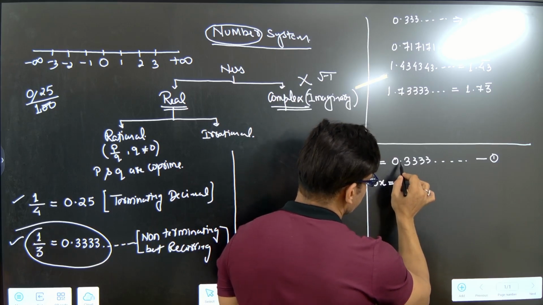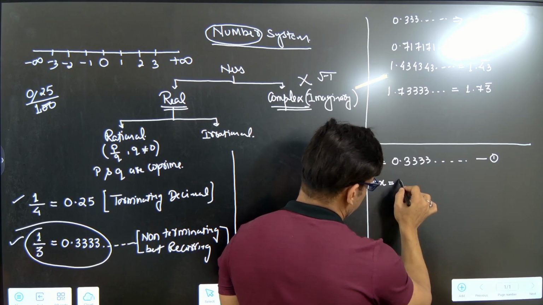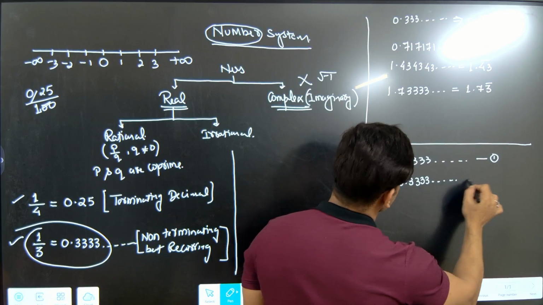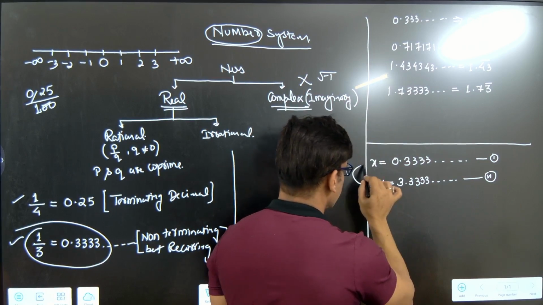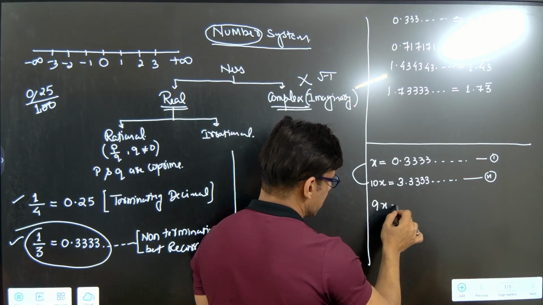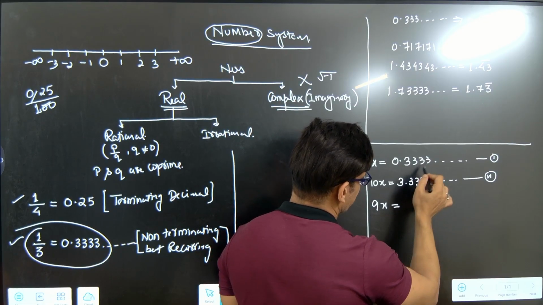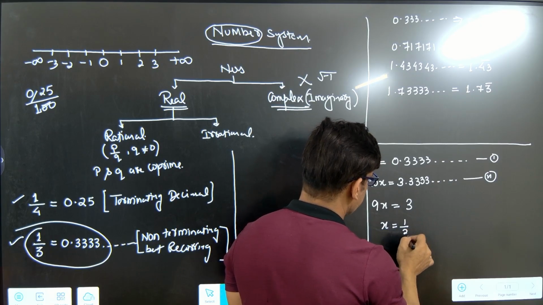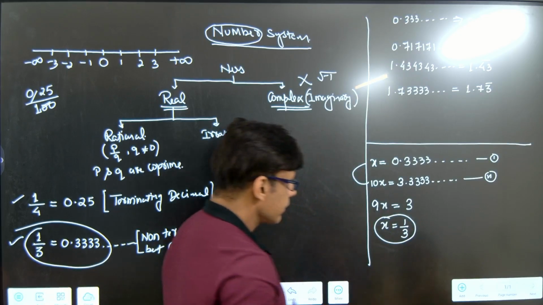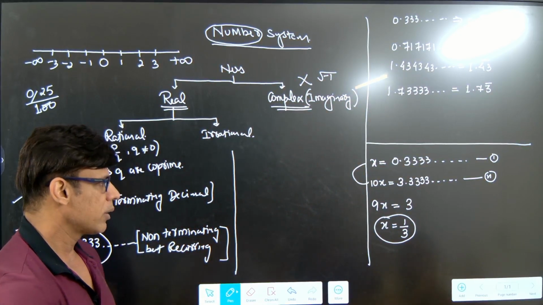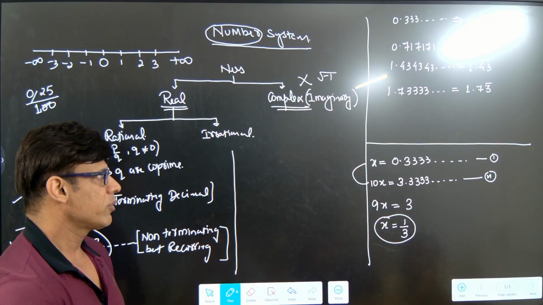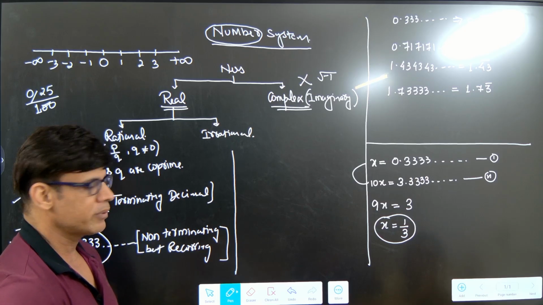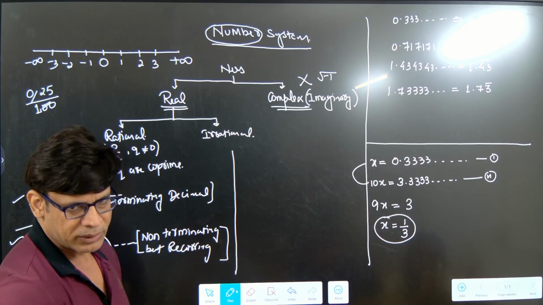Multiply by 10, so the decimal point shifts one place to the right. It becomes 3.3333. If you do this minus this, 3.333 minus 0.333, after the decimal all the 3s get cancelled. You are left with 3, and x is equal to 3 by 9. This is a method used in school. Here you don't have to do it. You know the tricks. You can directly convert such numbers into the form of p by q without going into this calculation part.